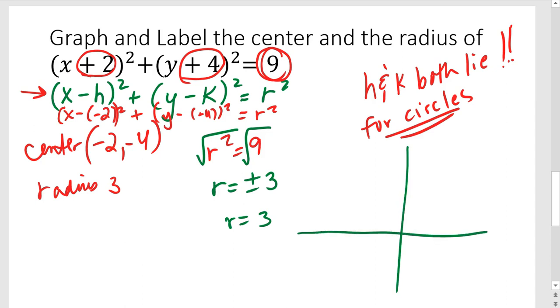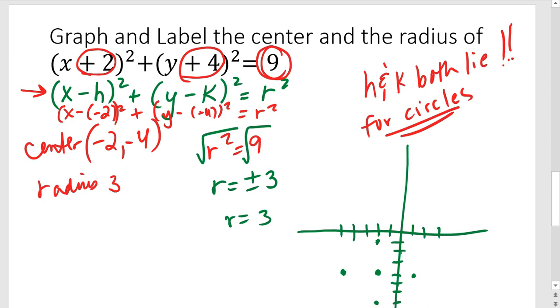So if I wanted to graph this, I could graph this by putting in the center at (−2, −4). Now, to do the circle itself, I want to realize that the radius is 3 units to the right, 3 units to the left, 3 units up, and 3 units down. So I put in those dots representing 3 units to the right, 3 units up, 3 units to the left, and 3 units down. And then I can sketch in my circle.